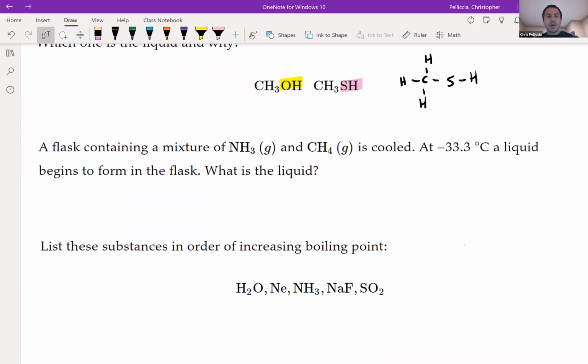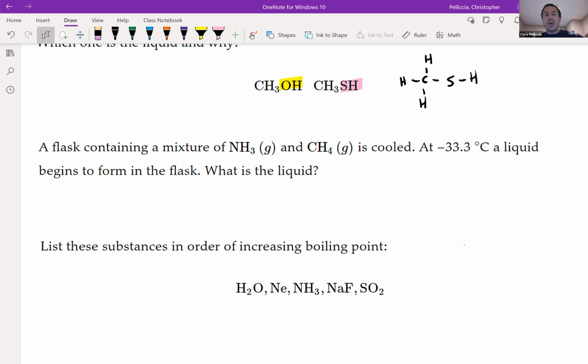A very similar question. A flask contains a mixture of NH3 and CH4. It's cooled. At minus 33.3 Celsius, a liquid begins to form in the flask. What is that liquid? In effect, this question is asking us which one of these compounds has the higher boiling point, because at the higher temperature, it begins to condense into a liquid.